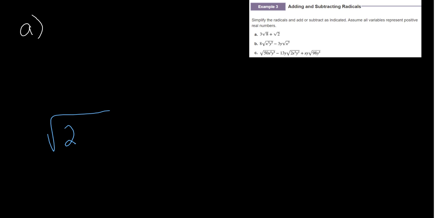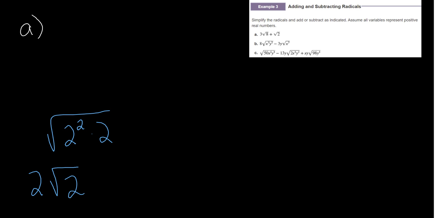Well, 2 squared times 2 is 8, right? Because 2 squared is 4. 4 times 2 is 8. And I could take the square root of 2 out, and it would just be 2 on the square root of 2. Okay, so that's what we're going to do with A.